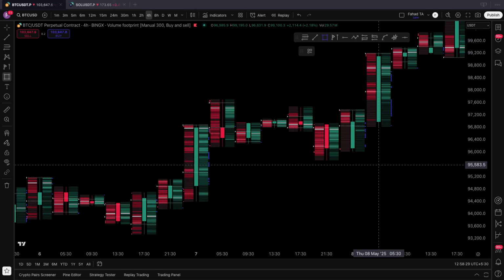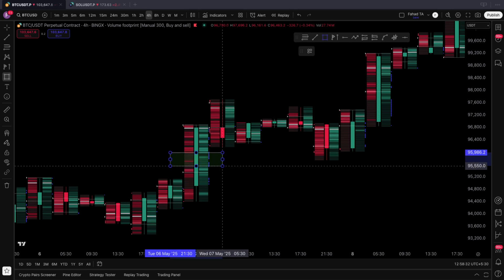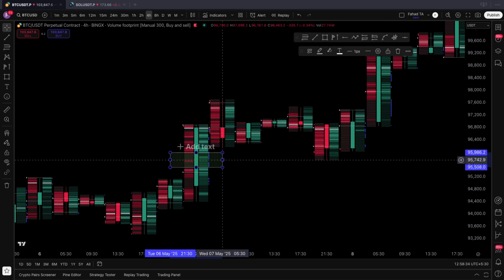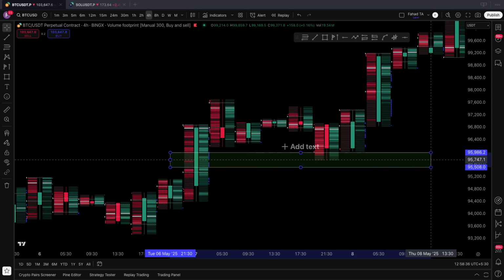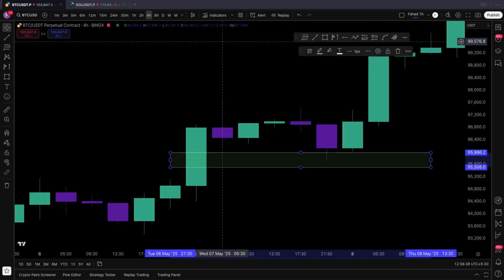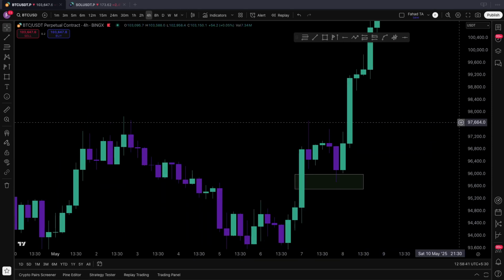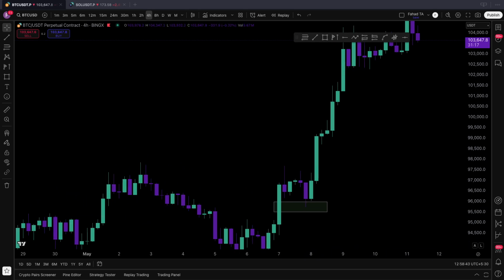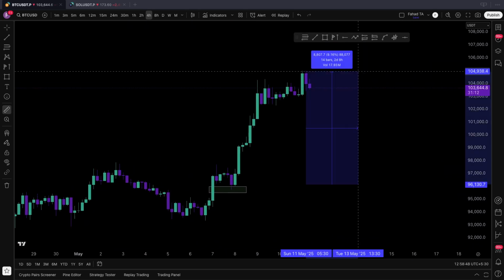So I can just mark this as the majority of the imbalance is right around this area. I like to extend it to the right side, and if I get back to normal candles, this is what you see. This is exactly what you see. A very great push of almost 9 to 10%.